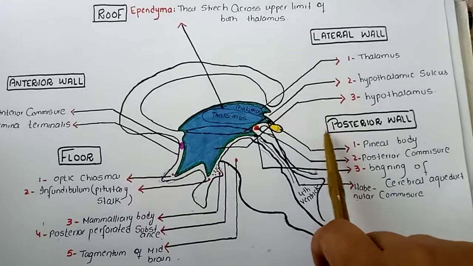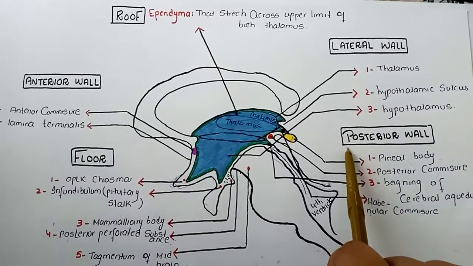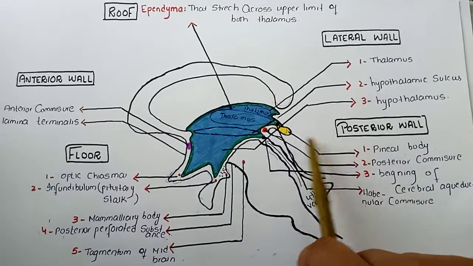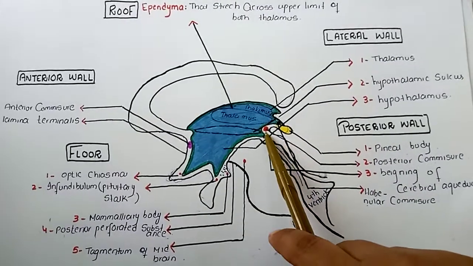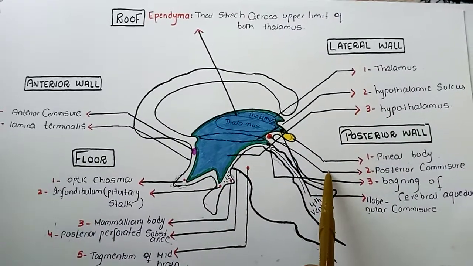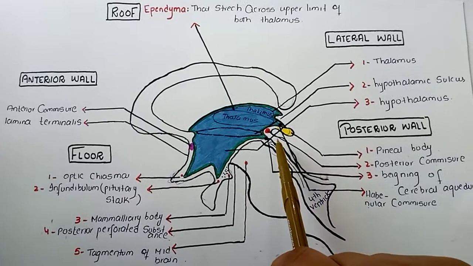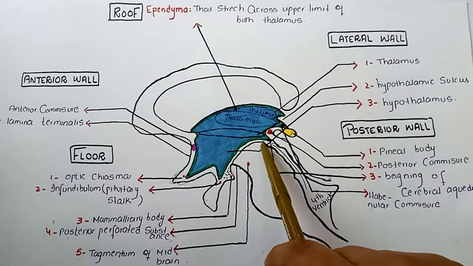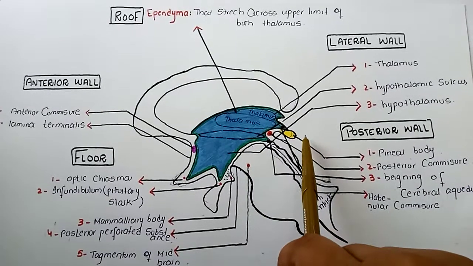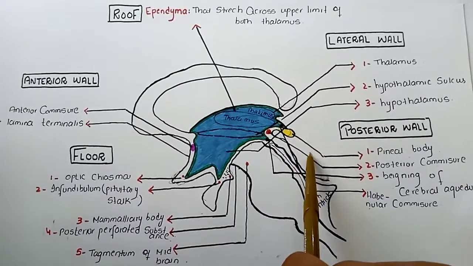Now come to the last boundary of the third ventricle, which is the posterior wall. The posterior wall is made up of the pineal body and the posterior commissure. Posterior commissure is basically the commissure between the 2 pretectal nuclei of the midbrain. The beginning of the cerebral aqueduct is present at the posterior side of the third ventricle and forms the posterior wall of the third ventricle.